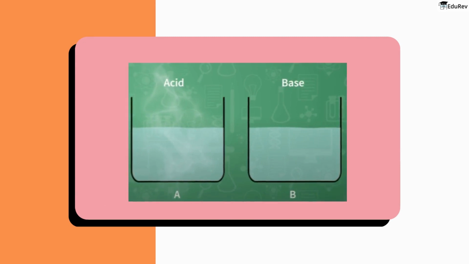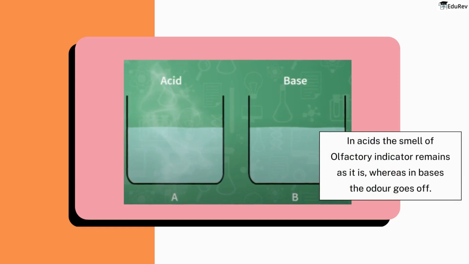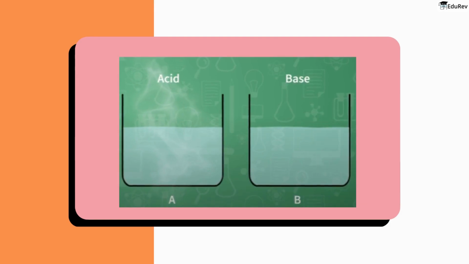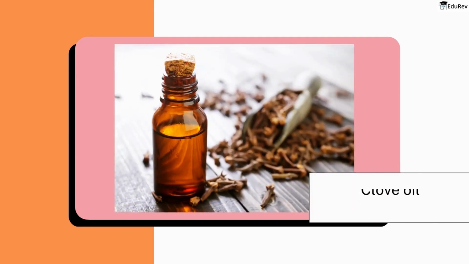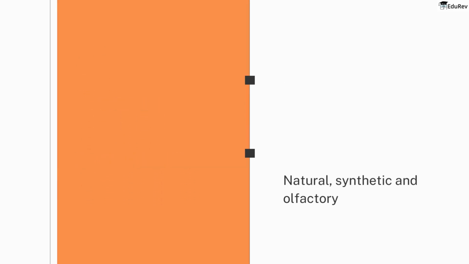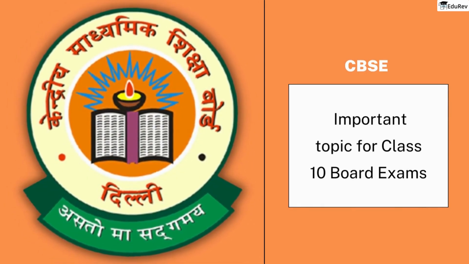So, always remember that in acids the smell of olfactory indicator remains as it is, whereas in bases the odor goes off. This thing can also be repeated with clove oil. So in this video we have discussed what are indicators and the 3 types of indicators: natural, synthetic and olfactory indicators. Now indicators are an important topic for class 10 board exams.